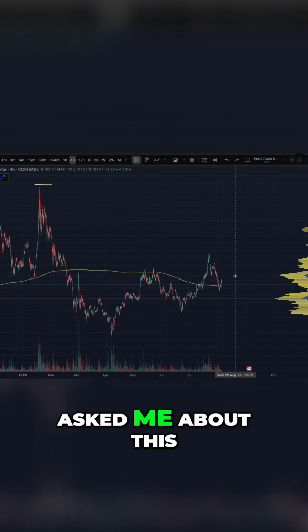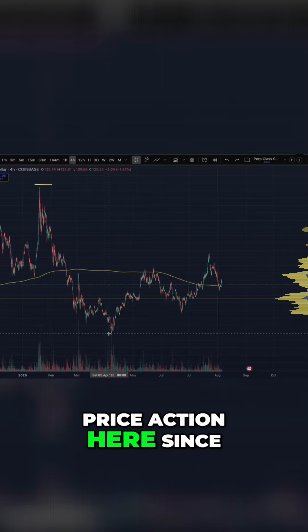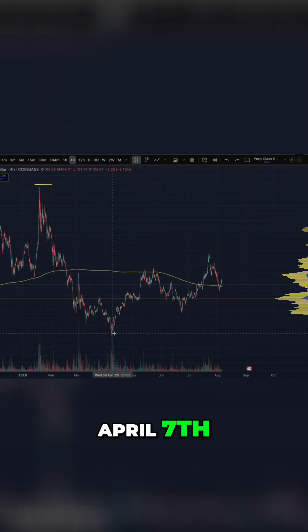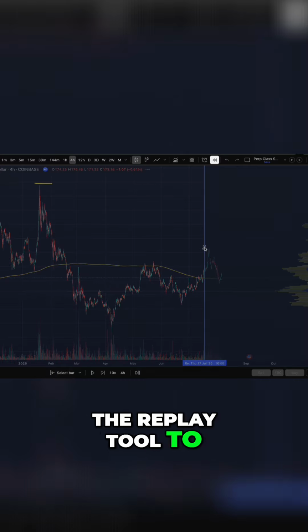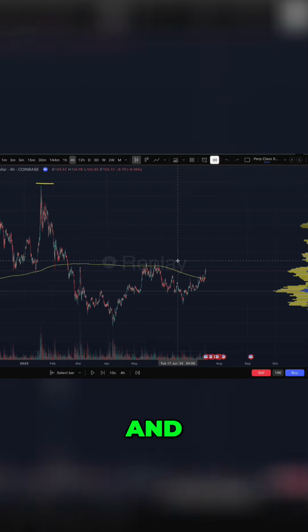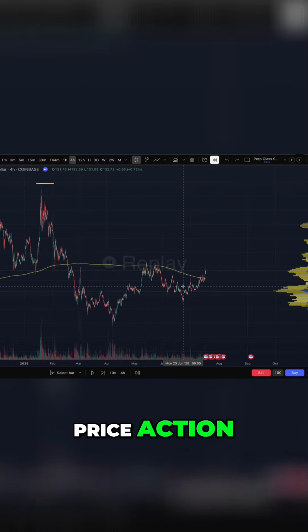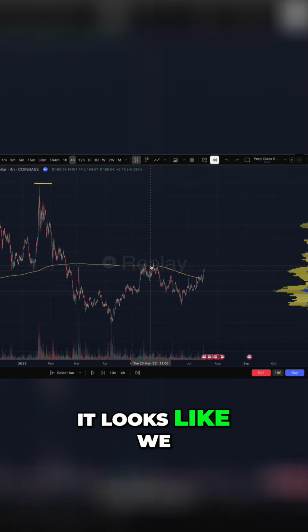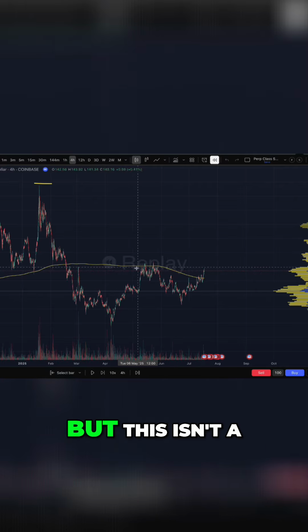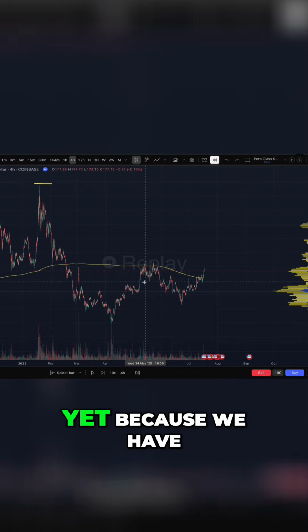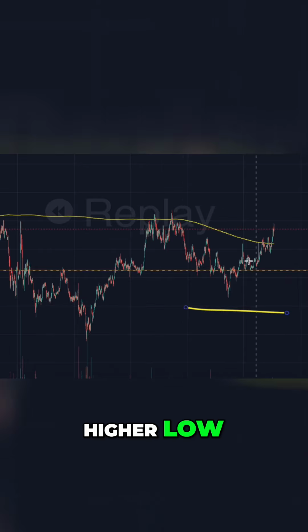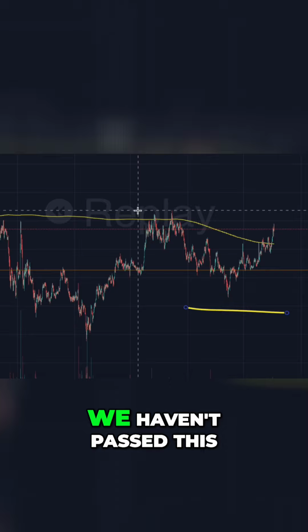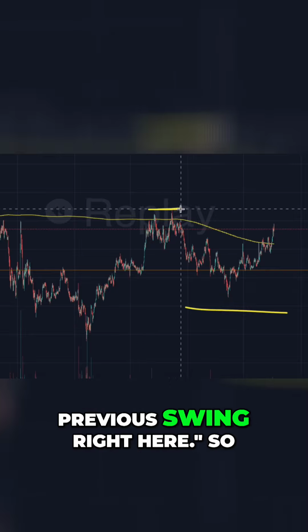Even if you would have asked me about this price action here since April 7th, if we came to this a couple of weeks ago, and let's just use the replay tool to go back and say this was our price action, I would say, well, it looks like we are trying to recover, but this isn't a confirmed uptrend to me yet because we have just made this one higher low, but we haven't made a higher high yet. We haven't passed this previous swing right here.